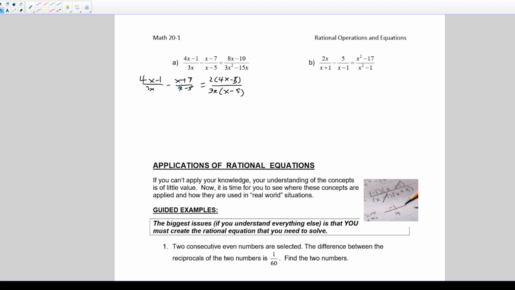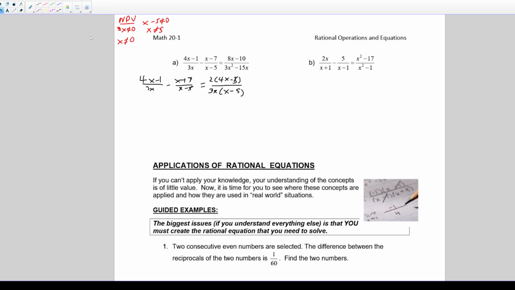So from here, we can see our NPVs. So let's go ahead and write down our NPVs. So we've got 2 of them. From 3x, we get 3x cannot equal 0, so x cannot equal 0. That's my first NPV. My second NPV comes from the x minus 5. x minus 5 cannot equal 0, so therefore x cannot equal positive 5. So there are my two NPVs there.